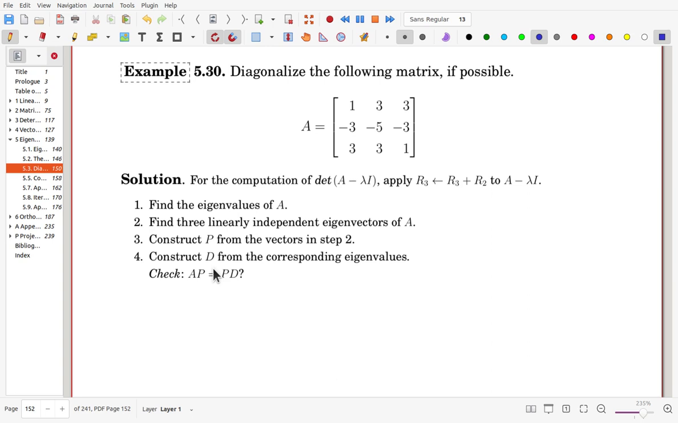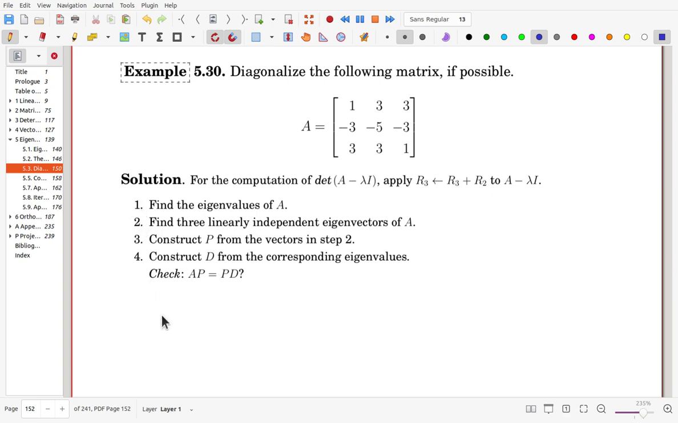Then that's it. After finishing the construction, we can check. If AP and PD are the same, then it's a good computation. Okay, let's begin with number 1.